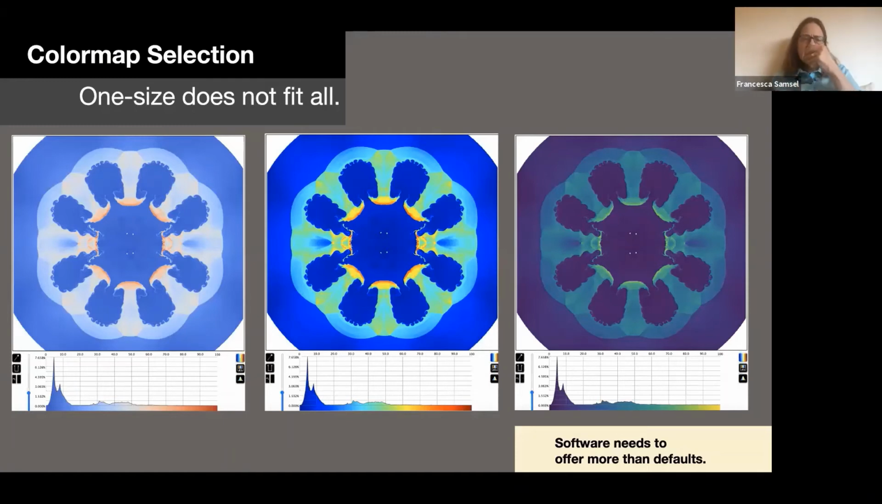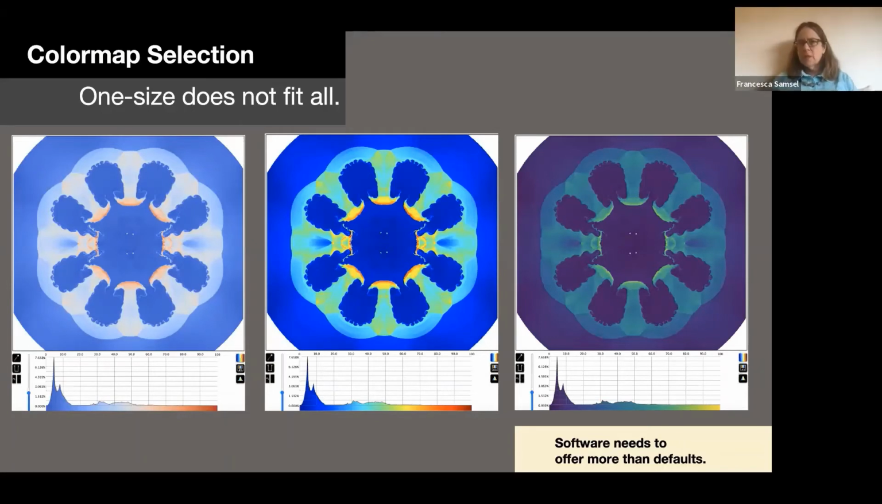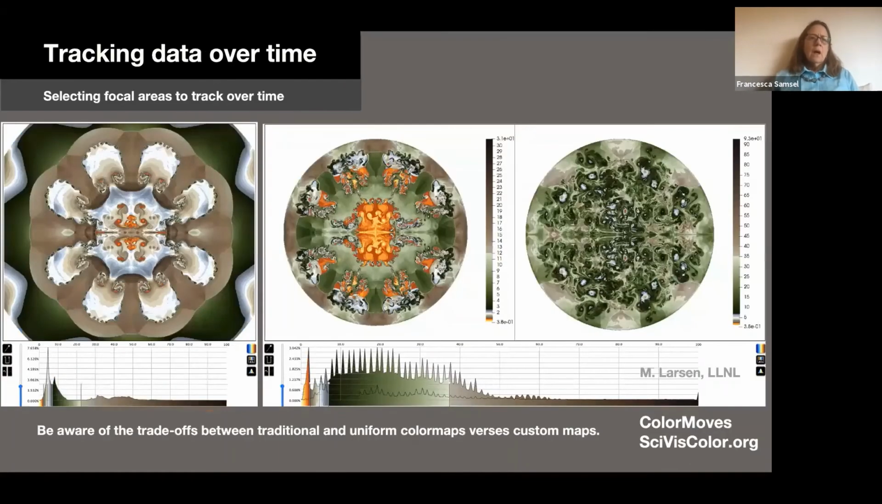So this is that same data. It's fusion combustion data out of Lawrence Livermore. And so these are the 3 most common color maps that are like the defaults that are used today. And they work pretty well. And they're good for a lot of things, but it's important to be aware of what you're leaving on the table.